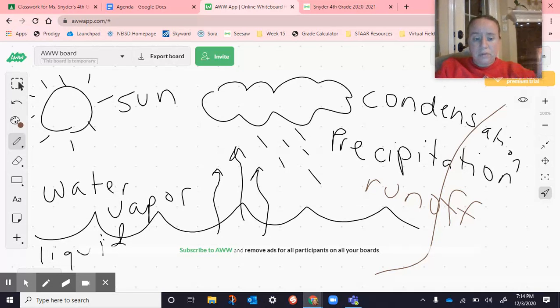But the water cycle, everything that's happening, this is a continuous cycle. It keeps going. The water that we have has been around for billions of years. The dinosaurs used it, we used it. It just keeps going. So this process is continuous, and that's why they call it a cycle.